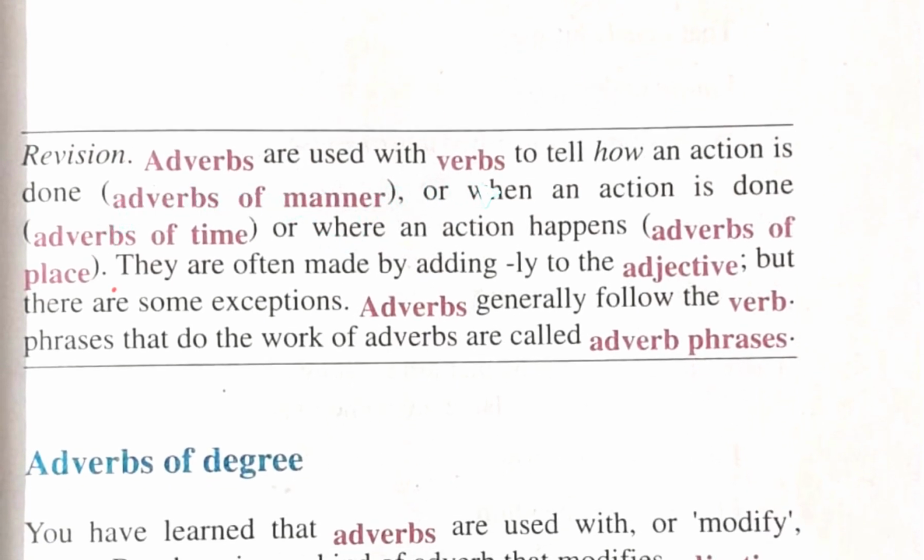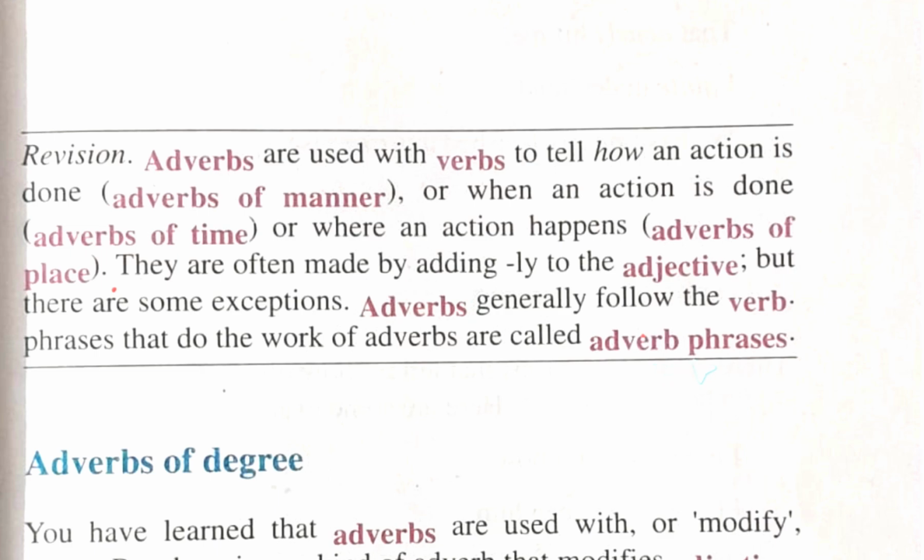Adverbs are used with verbs to tell how an action is done, and its name is adverbs of manner. Or when an action is done, it's called adverbs of time. Or where an action happens, adverbs of place. They are often made by adding ly to the adjective, but there are some exceptions. Adverbs generally follow the verb. Phrases that do the work of adverbs are called adverb phrases.